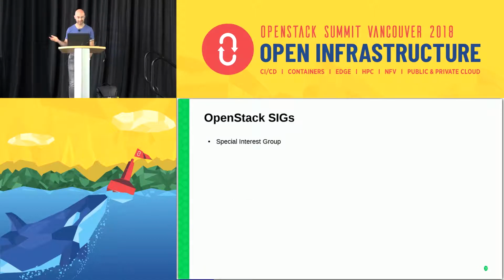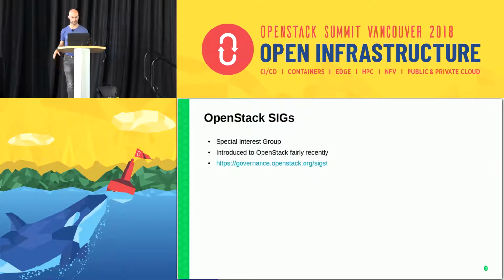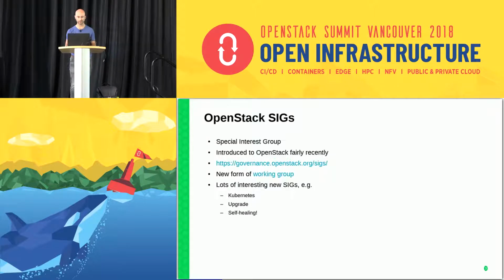So SIG stands for Special Interest Group. I'm sure you already knew that. And they're a fairly new thing in OpenStack. This is the link to the portal that explains exactly what they are and how they work. And it's a bit like a working group. We had working groups before, but I think there's a bit less pressure with SIGs. There's not the expectation that when you join you have to commit to actually doing some work. You're just invited to come along if you're interested and you just want to listen or contribute your own thoughts without necessarily initially committing to stuff.